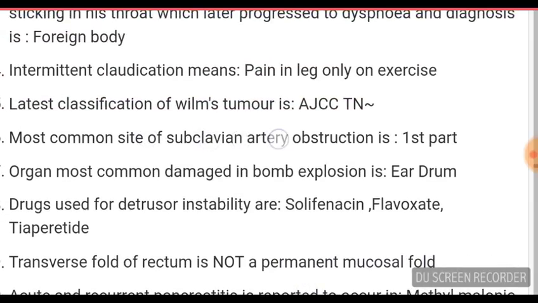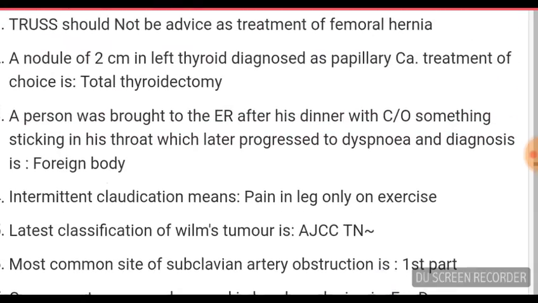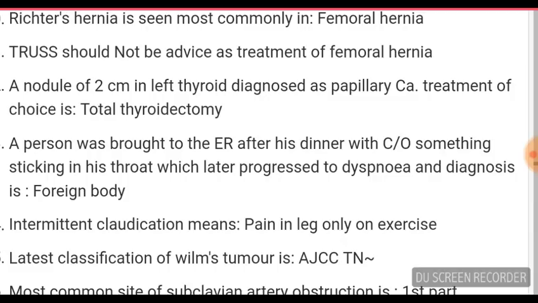Most common site of subclavian artery obstruction is the first part. Organ most commonly damaged in bomb explosion is the eardrum. Drugs used for detrusor instability are solifenacin, flavoxate, tolterodine. Intermittent claudication means pain in the leg only on exercise. Latest classification of Wilms tumor is the AGCC tumor classification.